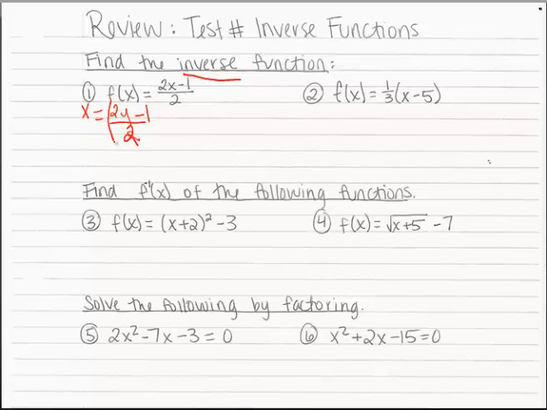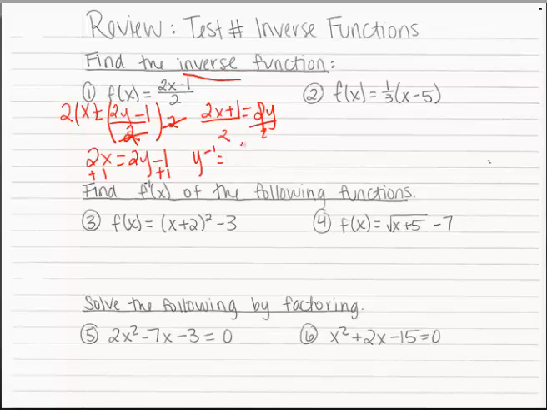Then, to undo a fraction, whether it's written like this or anything else, you always multiply by the opposite. So I'm going to multiply both sides by 2, and that's going to make that go away. So I'm left with 2x is equal to 2y minus 1. Then I add my 1 over. So I get 2x plus 1 is equal to 2y. Divide both sides by 2. So my inverse of y is equal to (2x plus 1) over 2. Okay? And you can leave your answer just like that.